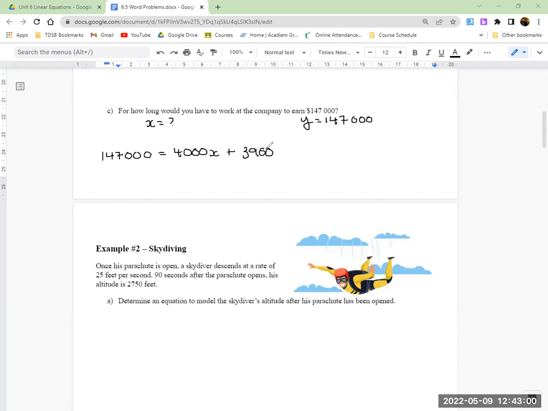So look at the convenience of having an equation. Again, you don't have to do any more work after you have the equation. It's just isolation. Do you recognize how to solve for X from unit 5 from algebra? I'm going to subtract 39,000 from both sides.